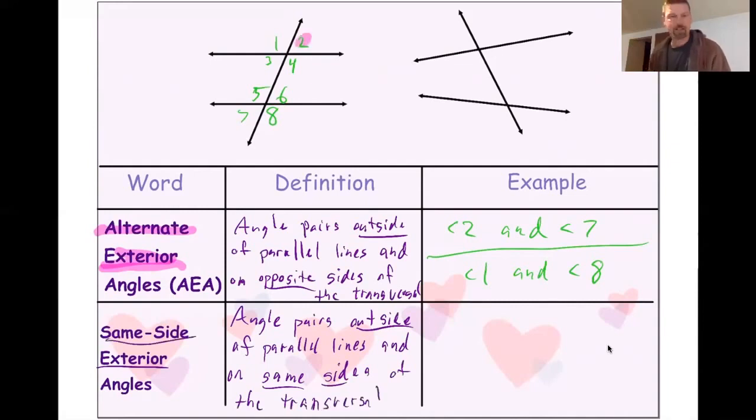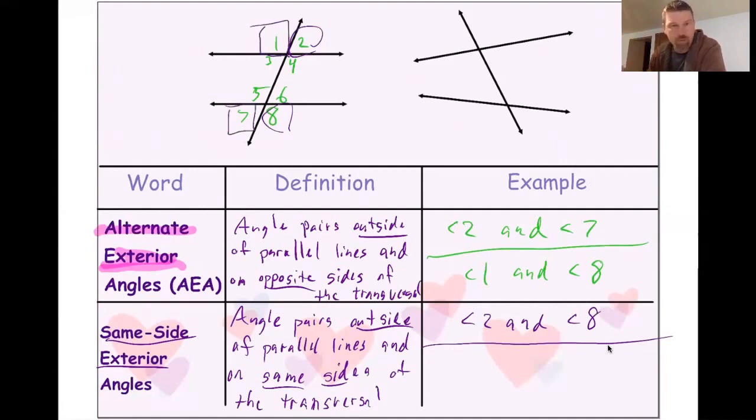This is an exterior angle on the outside. Down here, do you see another angle on the outside that's on the same side of that transversal? Angle 8. Right, both on the outside, but they're on the same side of the transversal. So an example here would be angle 2 and angle 8. That would be a pair of same side exterior angles. Over here, 1 and 7. Same side of the transversal, both on the left, both on the outside.